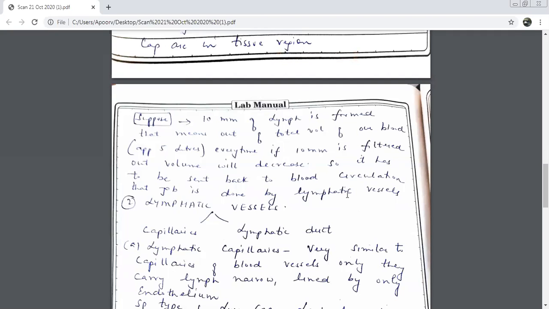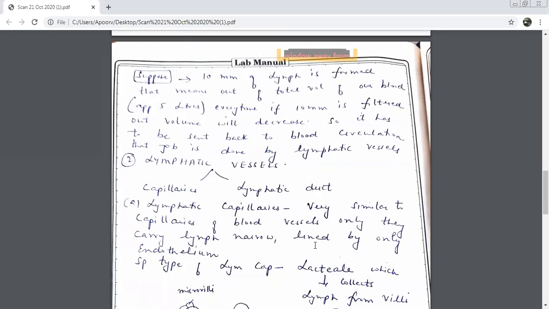Okay, let us study about lymphatic capillaries. What are lymphatic capillaries? They are very similar to the capillaries of blood vessels. The only difference is that they carry lymph. Blood capillaries carry blood. And lymph capillaries will carry lymph.